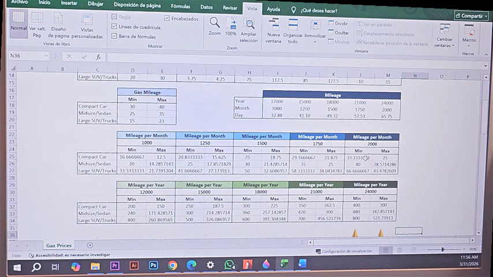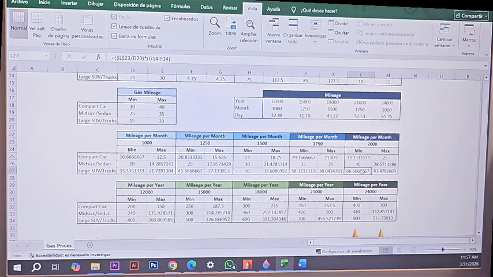So for instance, for the compact car, the difference between going to the more expensive gas station versus the more affordable gas station, if I drive 24,000 miles a year or 2,000 miles per month, is $33. For the large SUV, it's twice that, because the large SUV is going to be going twice as many times to the gas station, and thus will have twice the amount of gas savings.